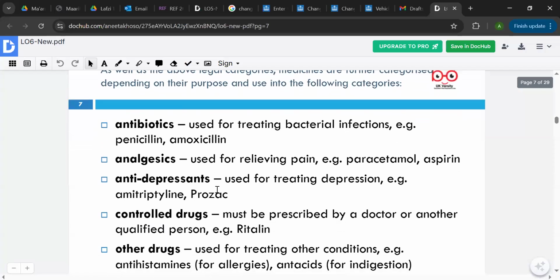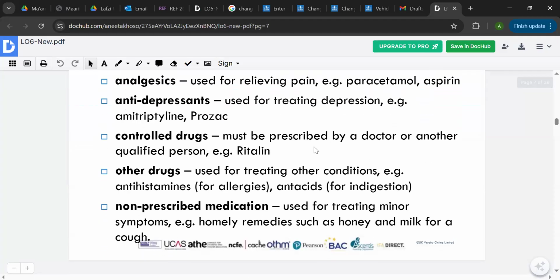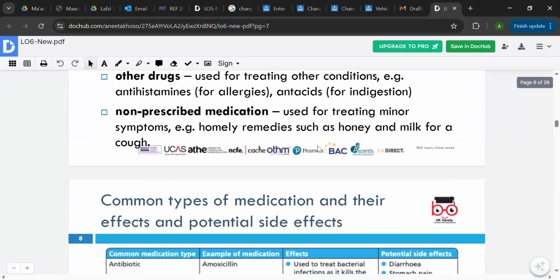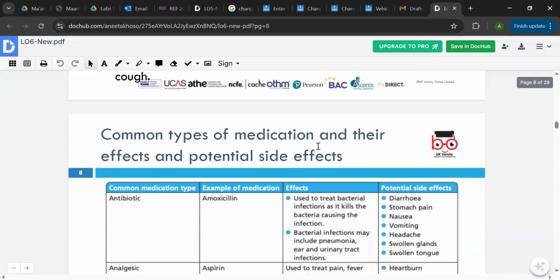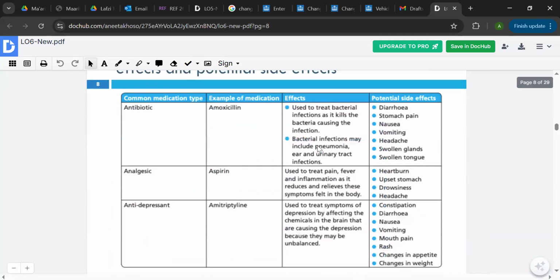Apart from this, there are other types of medications also. There are the following categories. Antibiotics that you use for infections, analgesics to relieve pain, antidepressants for depression, and controlled drugs that must be prescribed by a doctor or another qualified person. Other drugs are used for treating other conditions, like antihistamines or antacids. Non-prescribed medication is used for treating minor symptoms, such as homely remedies such as honey and milk for cough. These are the common types of medication, their effects and potential side effects.